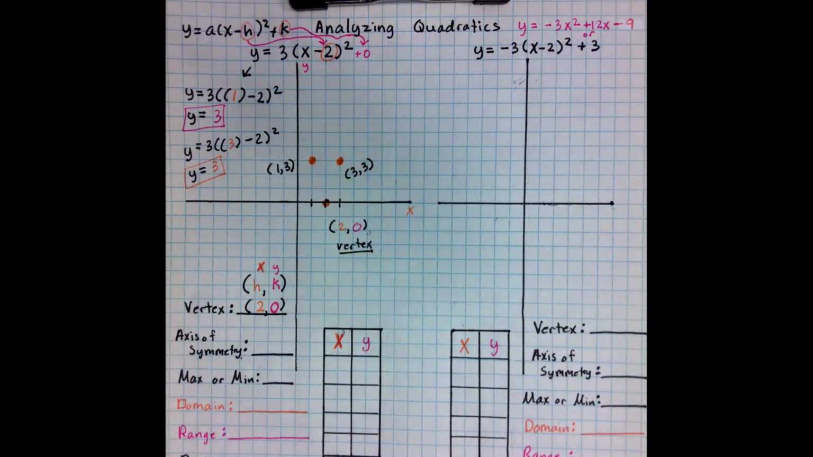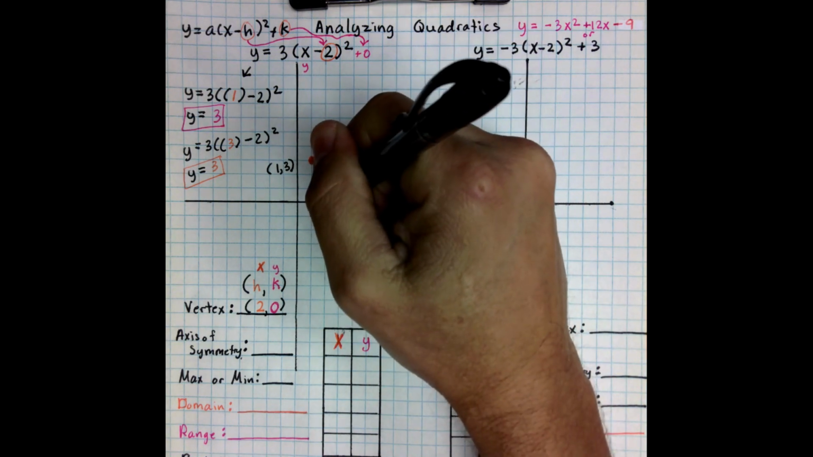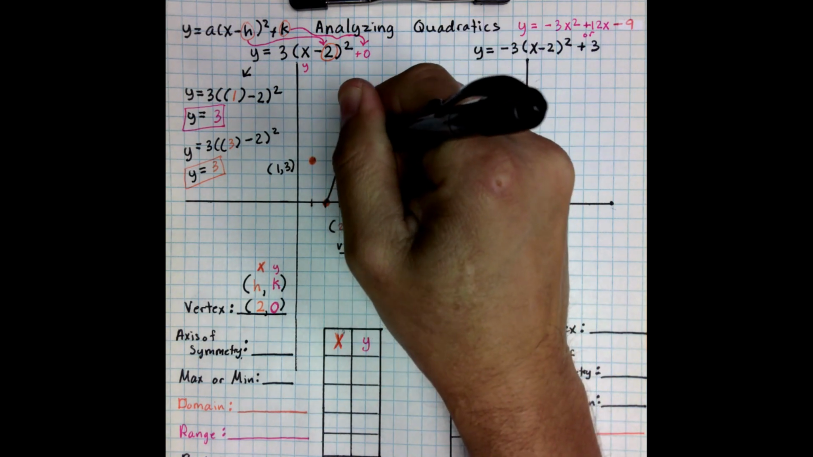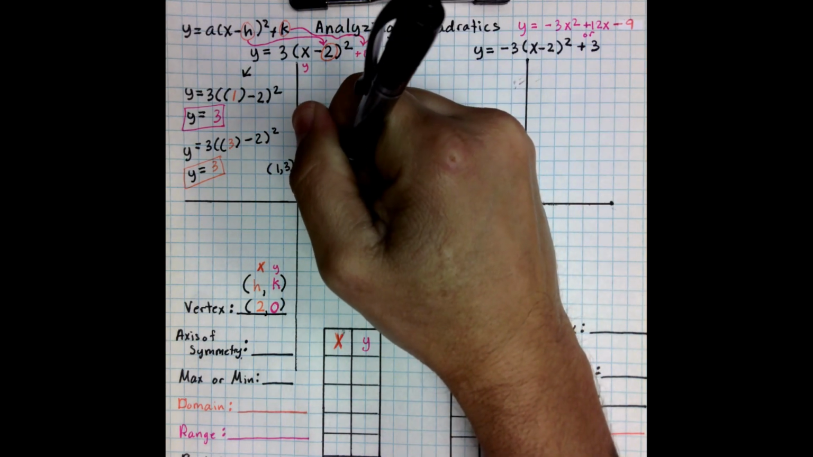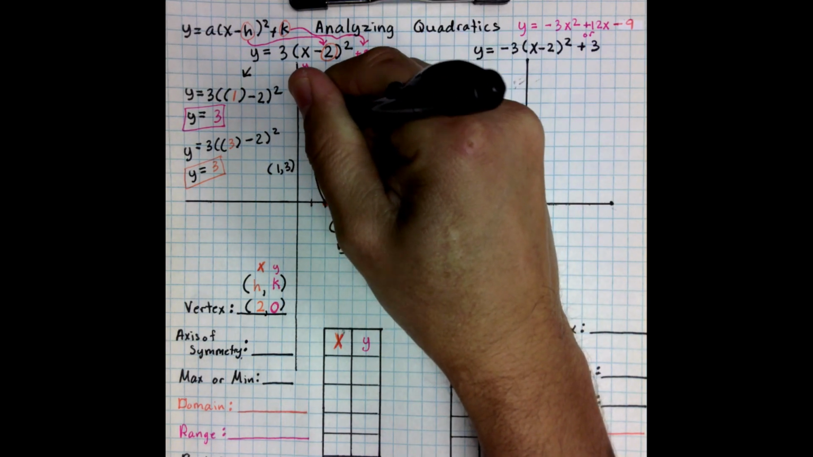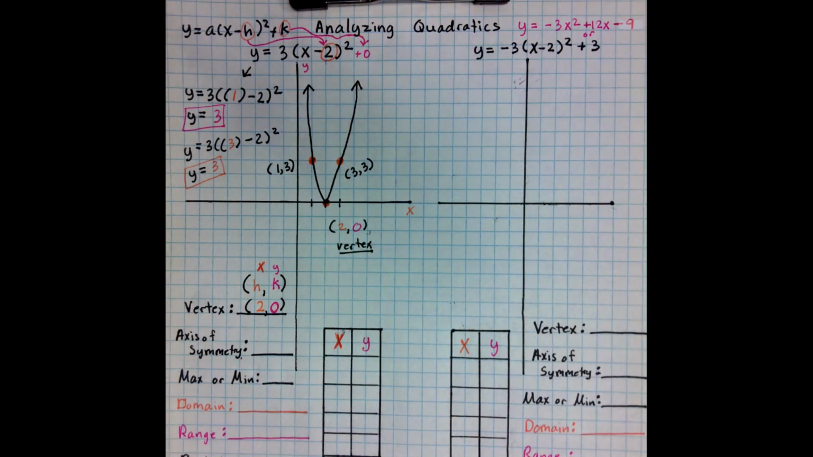And now we can go ahead and draw a parabola. So I'm going to draw it real quick. So this one down here is my vertex. And then we go through 3, 3, and we go up. And start at my vertex, and we go through 1, 3, and we go up. And there's my graph. That's my parabola.